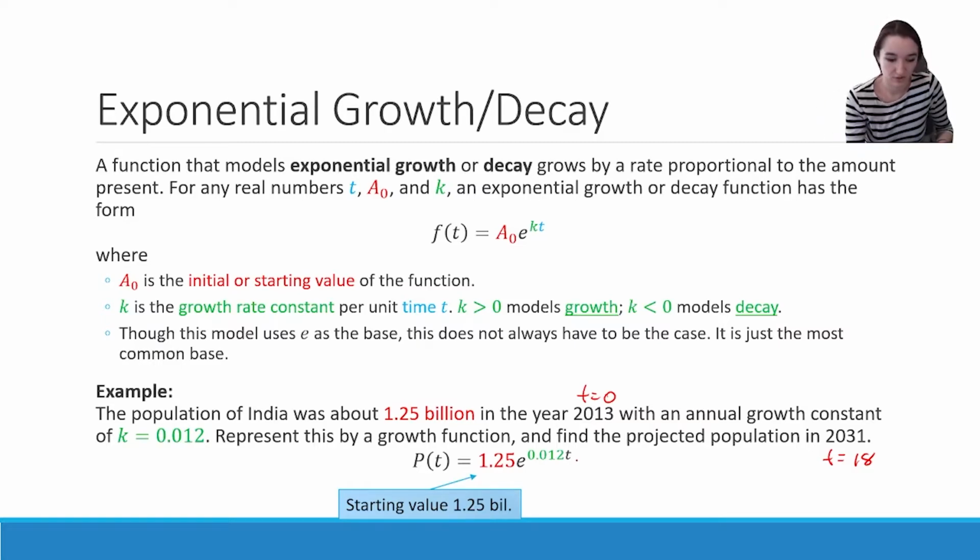If I plug in 2031 directly as t, you're going to get an insanely large number that your calculator is just going to scream at you for. So make sure you're translating that time into something more reasonable to actually reflect the problem.